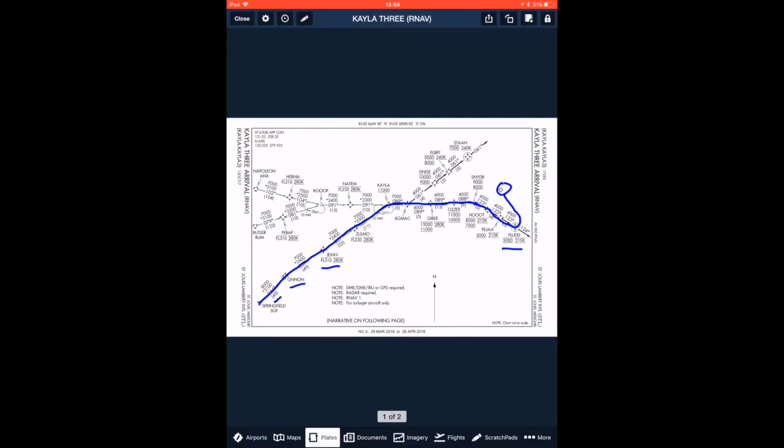The second kind of STAR would be a textual STAR. This is essentially the same thing as a graphical STAR, except instead of having it on a map like that one, all the way into the airport, it's written out in words. So from the KAYLA waypoint to Big Mac and thence whatever runway you want to land on.